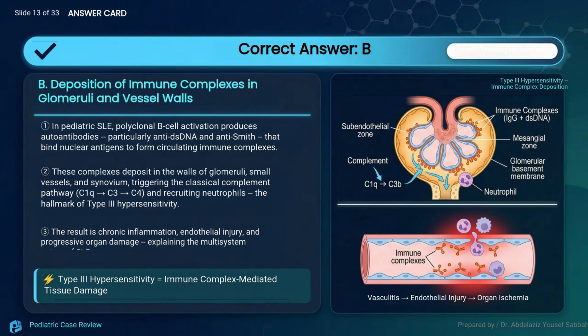In pediatric lupus, polyclonal B-cell activation produces autoantibodies, particularly anti-double-stranded deoxyribonucleic acid and anti-Smith antibodies, that bind nuclear antigens to form circulating immune complexes. These complexes deposit in the walls of glomeruli, small vessels, and synovium, triggering the classical complement pathway and recruiting neutrophils. This is the hallmark of type 3 hypersensitivity. The result is chronic inflammation, endothelial injury, and progressive organ damage, which explains the multi-system nature of lupus.